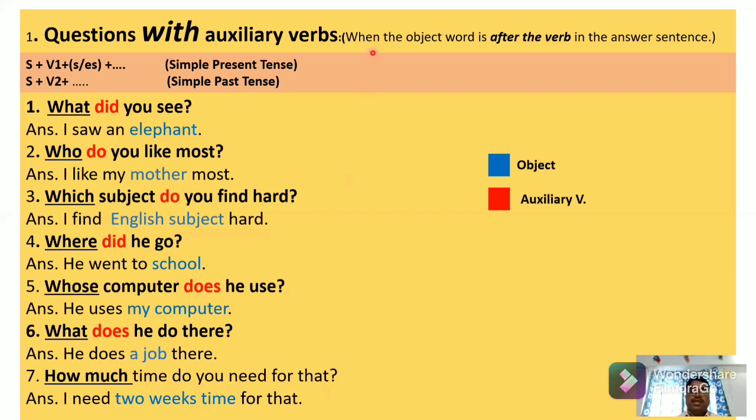Yes, when the object word is after the verb in the answer sentence, that time we need what? Auxiliary verb. Questions with auxiliary verbs. Yes, we need an auxiliary verb to make questions only when the object in the answer sentence comes after the main verb and not before the main verb, right? Hope you understood this slide, how to make questions using auxiliary verbs. And now we are going to discuss how to make questions and when to make questions without using auxiliary verbs.